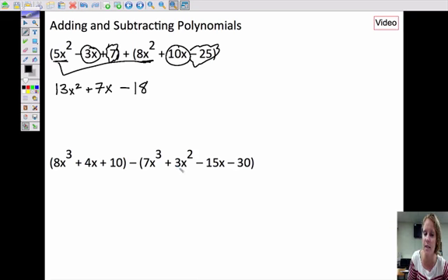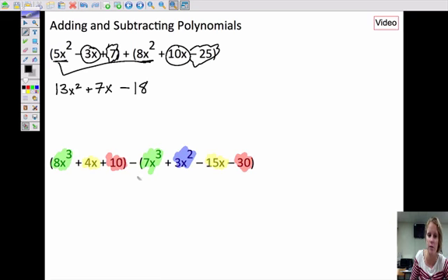Subtracting polynomials is a little more difficult. All right, now we can think of it in two ways. We can think of it as finding the same things, and this time I'm going to use color. So we have x cubes and x cubes. We have x's and x's. Notice that we have an x squared here, but it's by itself. And then we have just constants by themselves, just numbers.